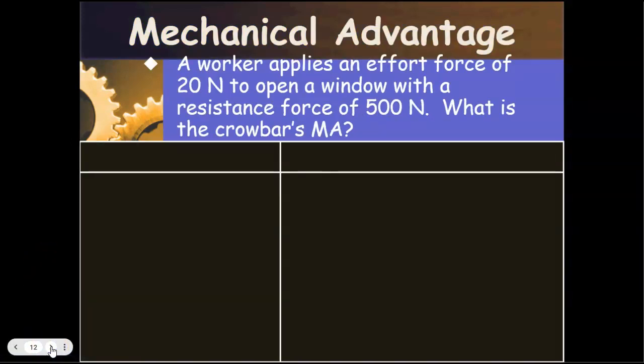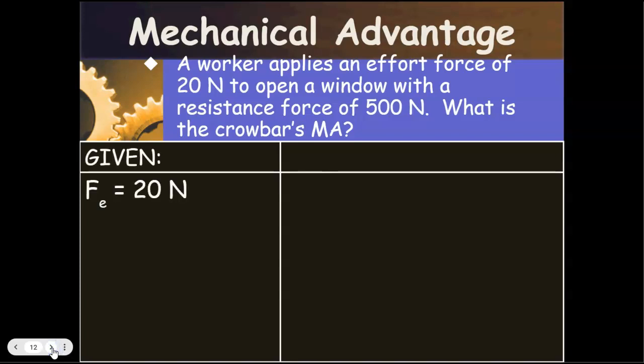So let's take a look at some examples on how to calculate mechanical advantage. This is what you guys will have to know how to do. You need to know the definition of mechanical advantage and also be able to do these calculations. So it says a worker applies an effort force of 20 newtons to open a window with a resistance force of 500 newtons. What is the crowbar's MA, mechanical advantage?